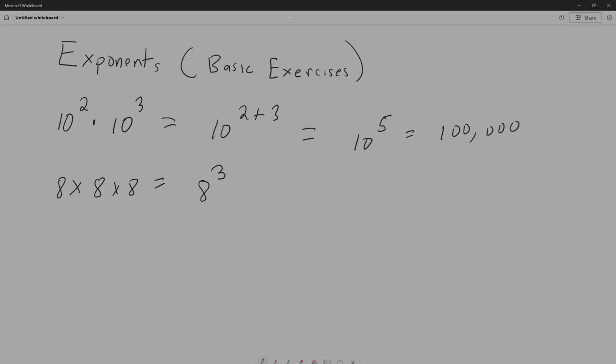Now, sometimes they may ask you, what is a number raised to the first power? Well, any number raised to the first power is always going to be equal to the number. So 6 to the first power is going to be equal to 6. Just like 5 to the first, that's going to be equal to 5. Or 3 to the first, that's equal to 3.